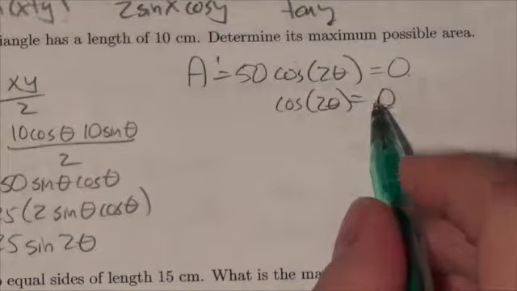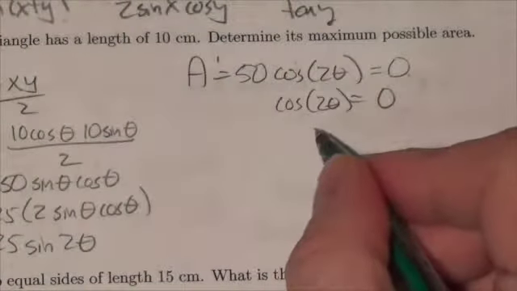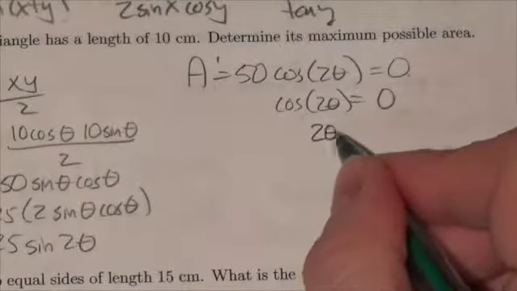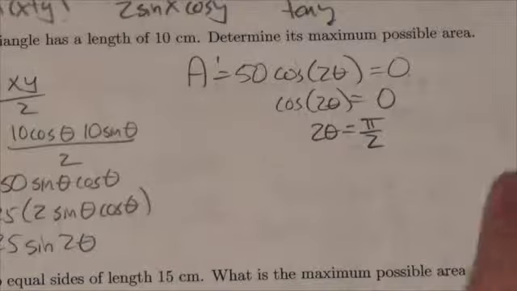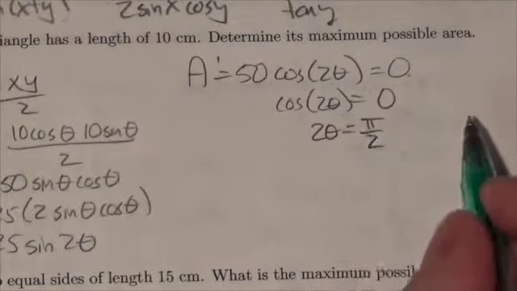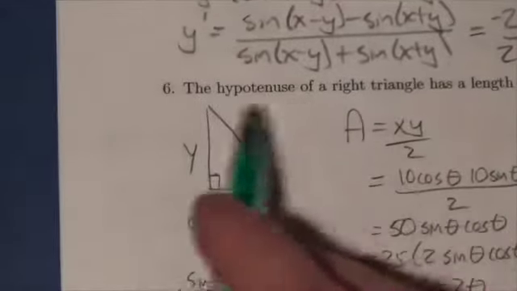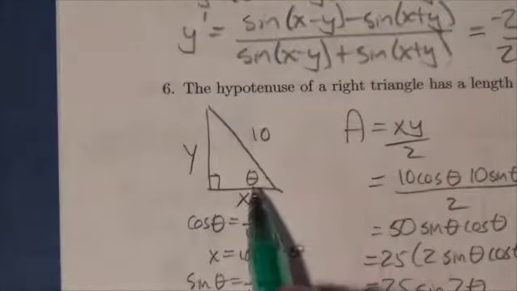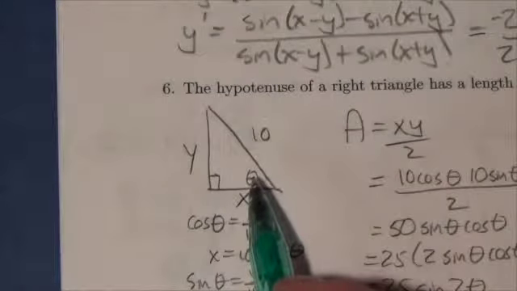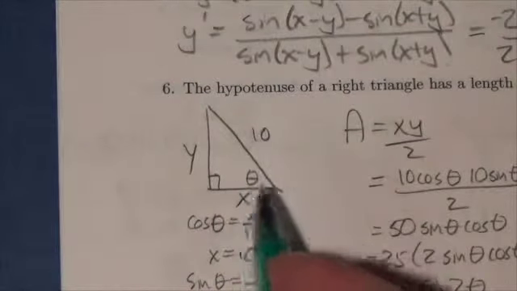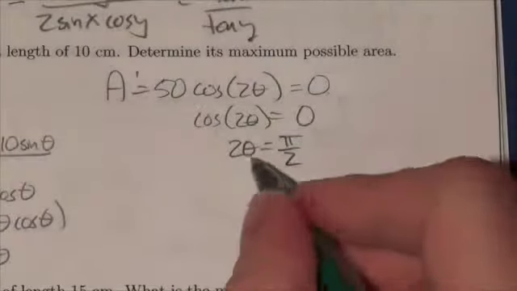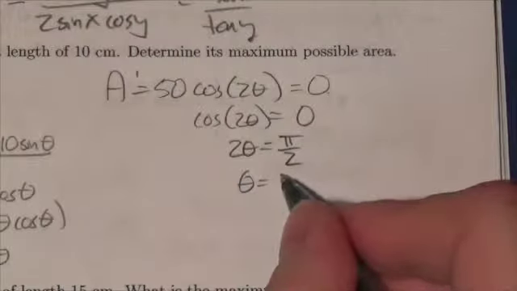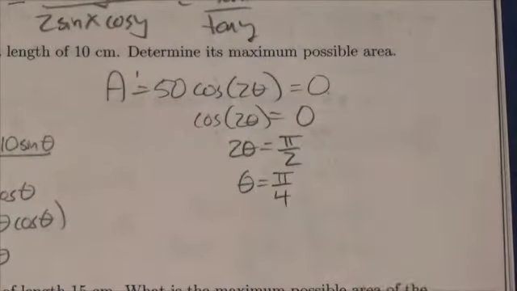The first time that goes to 0 is when the angle inside it goes to pi over 2. So 2 theta would have to equal pi over 2 for this to work. And really, we could consider a general solution here, but it doesn't make any sense because we're dealing with this triangle right here. The largest angle this could possibly be, the upper bound to that value, is pi over 2. So this is fine here. When you divide by 2, we're going to get that theta is equal to pi over 4.